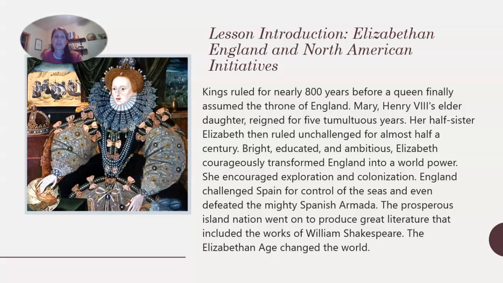Lesson introduction: Elizabethan England and North American Initiatives. Kings ruled for nearly 800 years before a queen finally assumed the throne of England. Mary, Henry VIII's elder daughter, reigned for 5 tumultuous years. Her half-sister Elizabeth then ruled unchallenged for almost half a century.